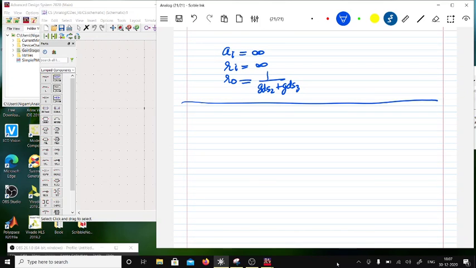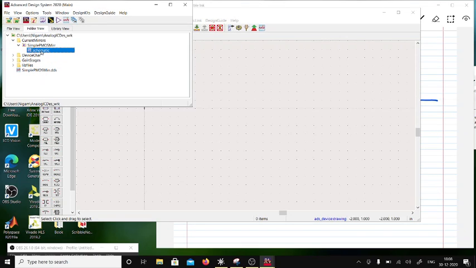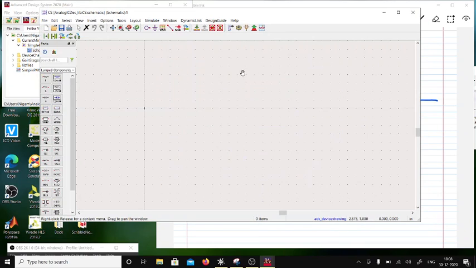Now there are other ways of taking the RDS up. We have already discussed it in the case of a current mirror, and we will derive it. So for now I have a simple current mirror here, which we did in the previous session. Oh, this is a cascode, so let's just pick up one of them. This is 2:20 ratio. Edit, copy, and then edit, paste.